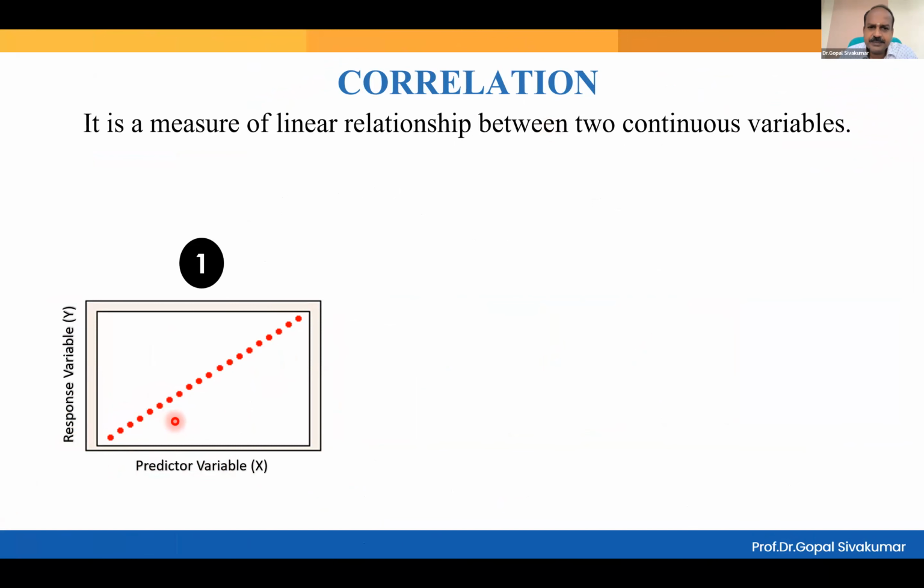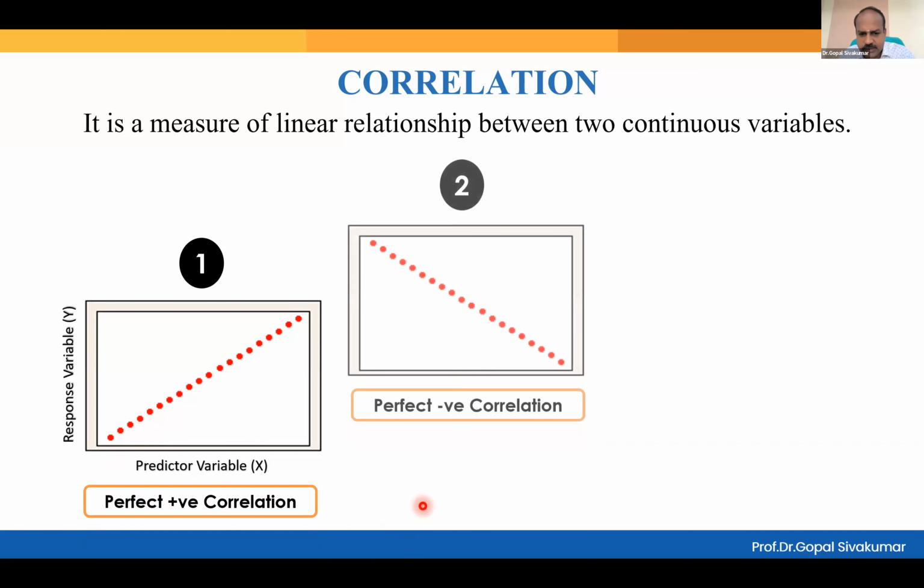Is it a perfect line? It's a perfect line. And I also see that increasing the x is increasing the y. So the relationship is positive as well as perfect. Clear, all of you? Perfect positive correlation. Just by looking at the scatter, I could understand the relationship is perfect positive correlation. We use the word correlation whenever we see linearity.